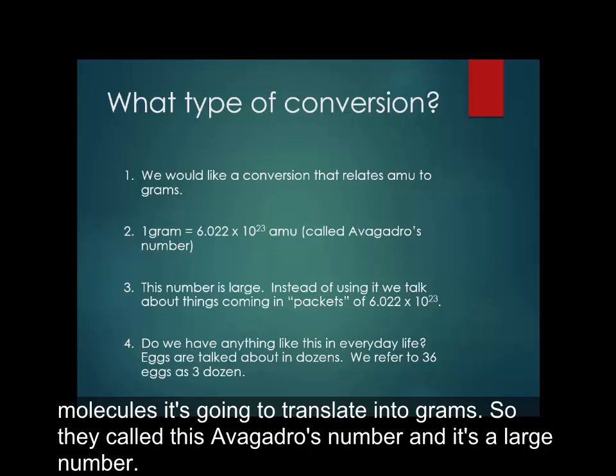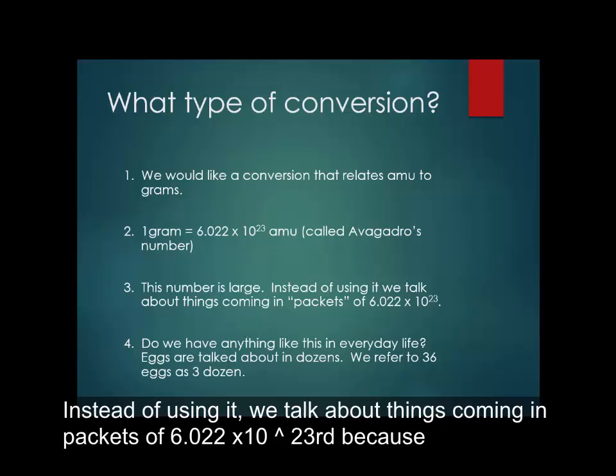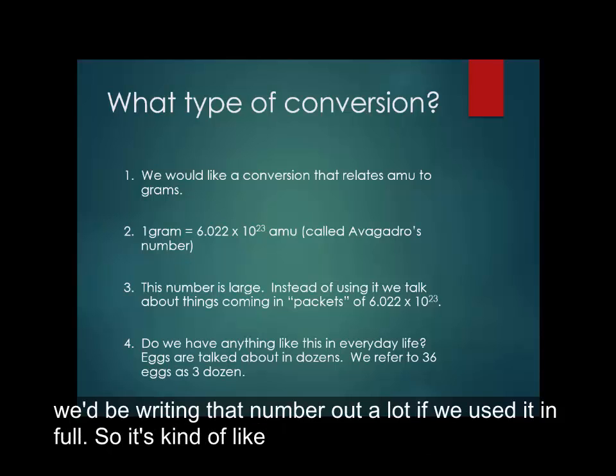So they call this Avogadro's number, and it's a large number. Instead of using it, we talk about things coming in packets of 6.022 times 10 to the 23rd because we'd be writing that number out a lot if we used it in full.